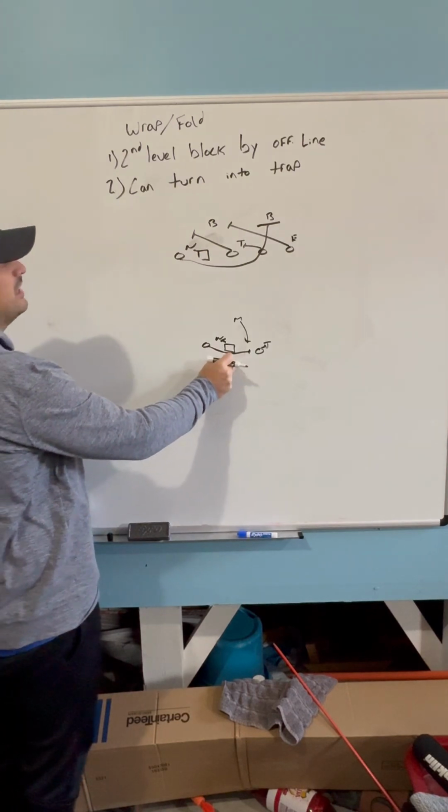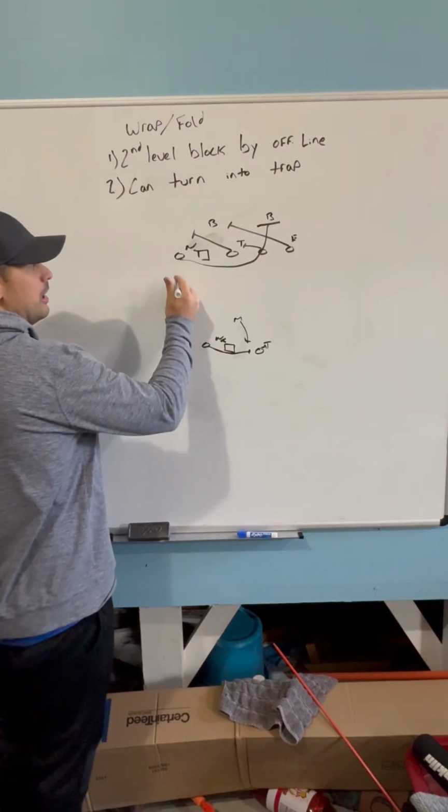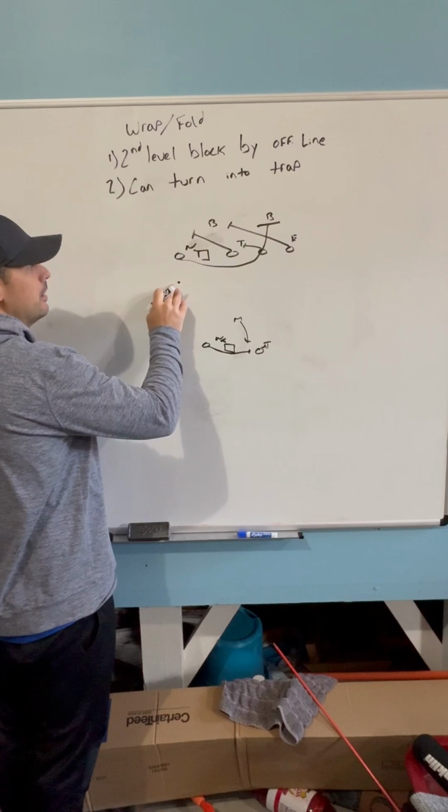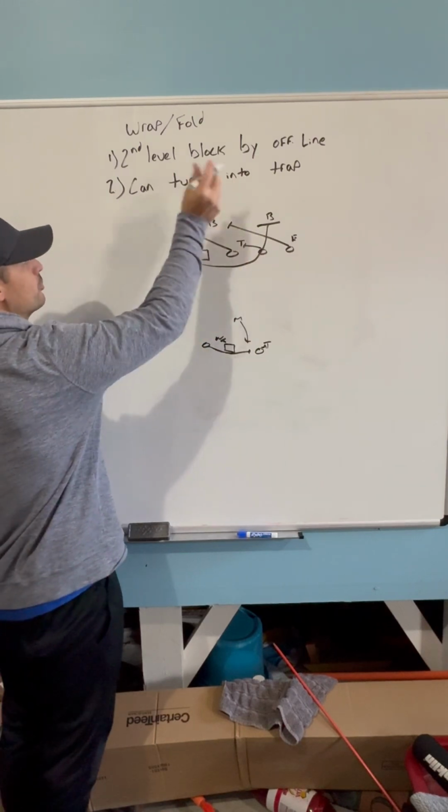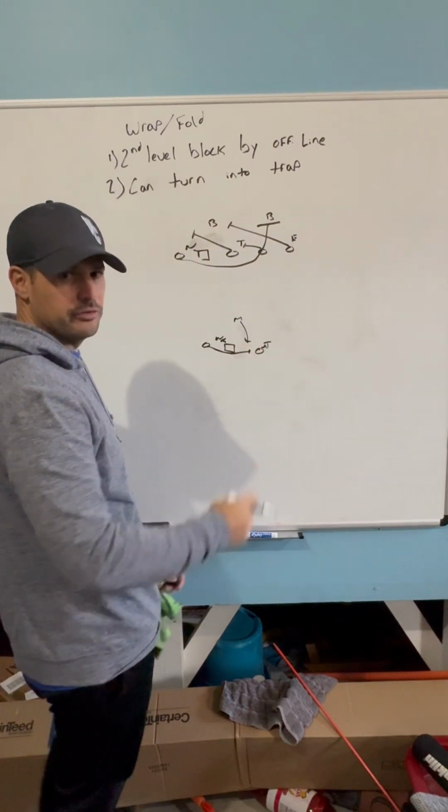But the easiest way to think of it is just reverse karaoke step with your backside foot to stay square and block the second level defender, okay?